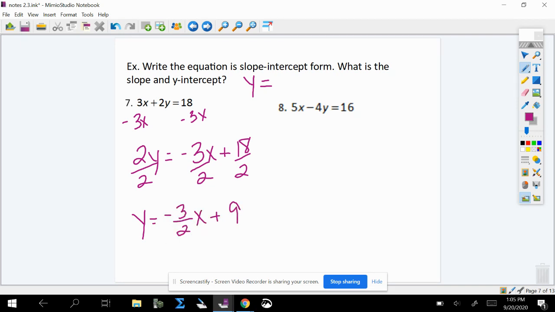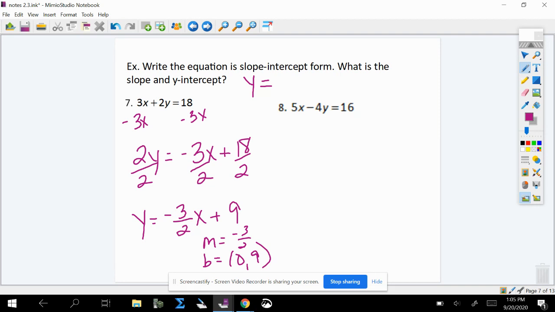If you can reduce, do so. If you can't, you can leave it as a fraction. We never write slope as a decimal, so you want to try to not go to any sort of decimal form in this lesson. So that means my slope is -3/2, and my y-intercept is the (0, 9).